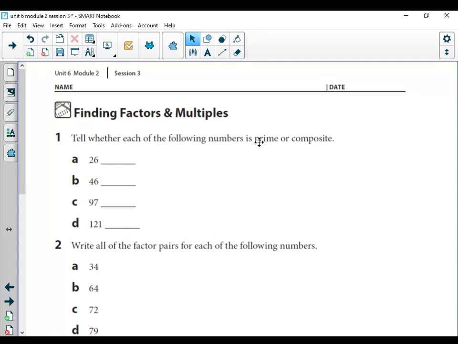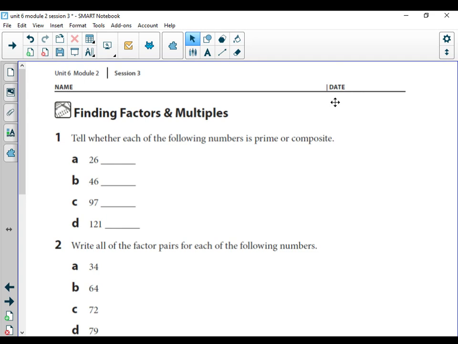So tell whether each of the following numbers is prime or composite. This is how we started math in the 4th grade. The number 26, think. Well, already you have to think prime or composite. Remember, prime means it only has 2 factors, one in the number itself. That's it. Composite, it has more than 2 factors. It has more than 1 factor pair, if you will.